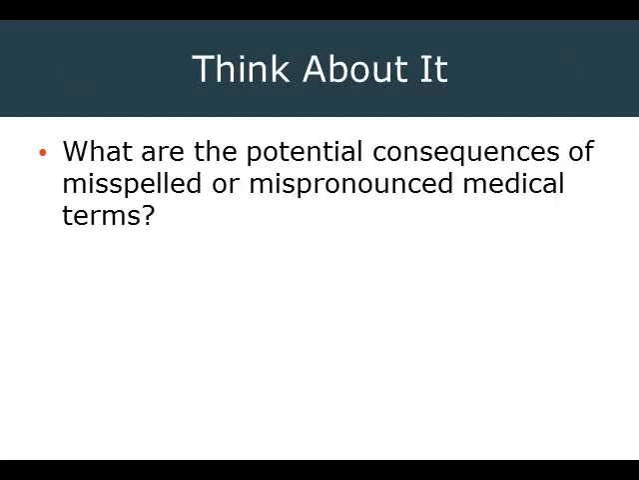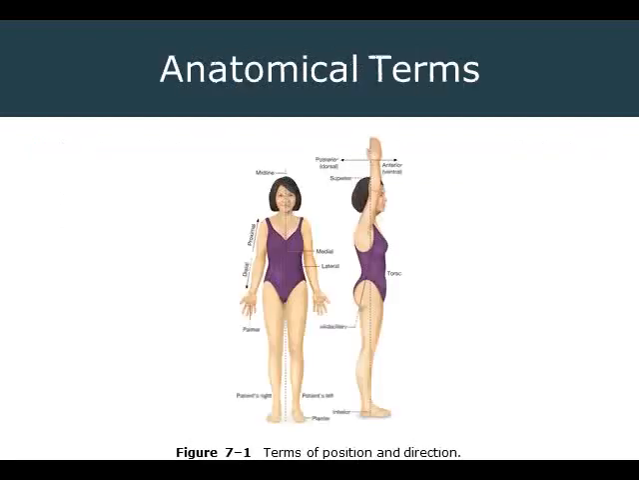We talked about the potential consequences for misspelling or mispronouncing medical terms. So we'll break then into the anatomical terms. We use anatomical terms to help us pinpoint specific areas of the body. You can find these pictures, of course, in your textbook. This one is on 140. So the various positions and directions.